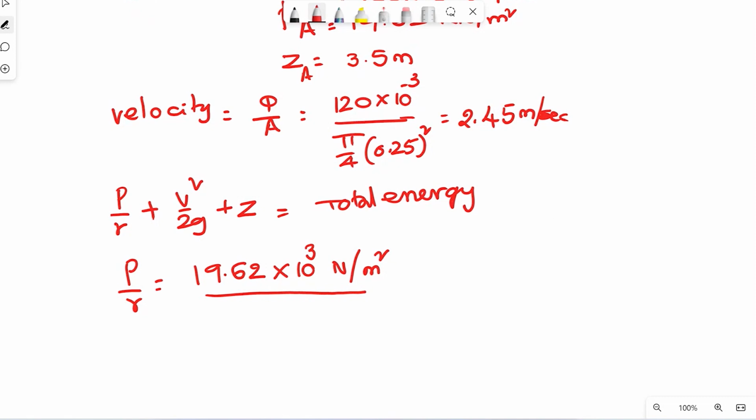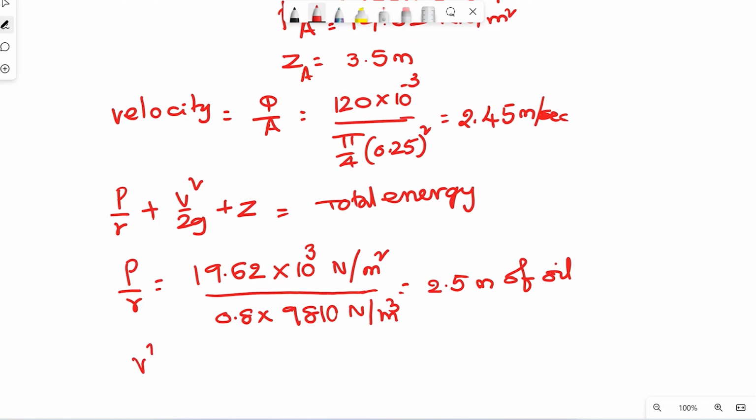Then gamma we want. What is gamma? Specific weight of oil. How will we get it? Specific gravity multiplied by the specific weight of water. Specific weight of water is 9810 Newton per meter cube. So if you do it, you automatically get the answer in meters. If you calculate it, you are going to get 2.5 meters of oil. This is P by gamma.